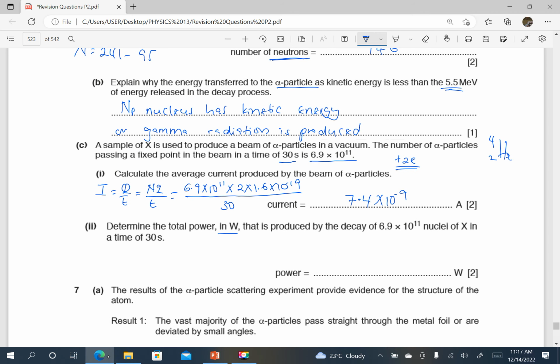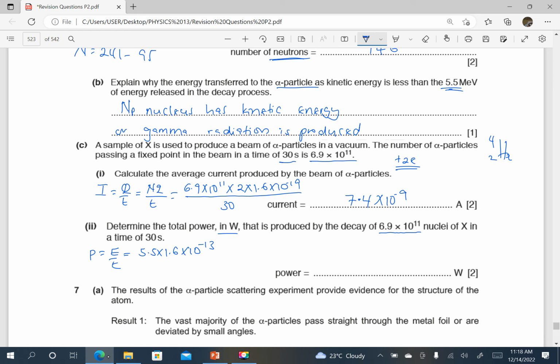Determine the total power in watts that is produced by the decay of 6.9 times 10 power 11 nuclei of X in that time. We want total power. We know that power is equal to energy divided by time, so we need total energy. Remember, the energy of one reaction is given as 5.5 times, since it was in mega, we change it to joules, so it is times 1.6 times 10 power negative 13 to change it to joules, but that was for a reaction where one alpha particle is emitted.